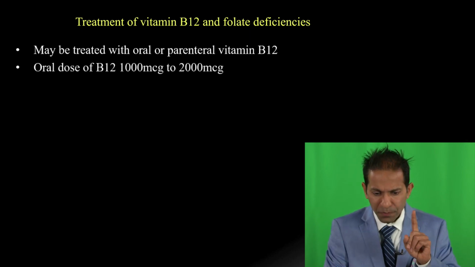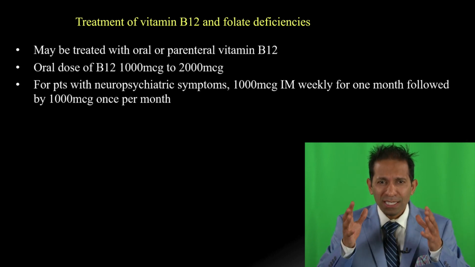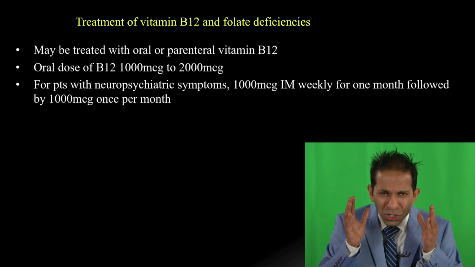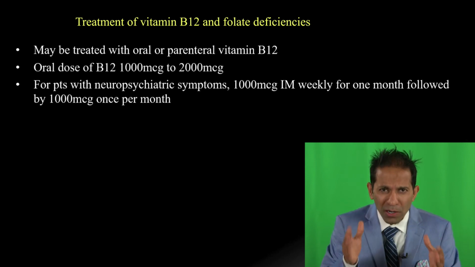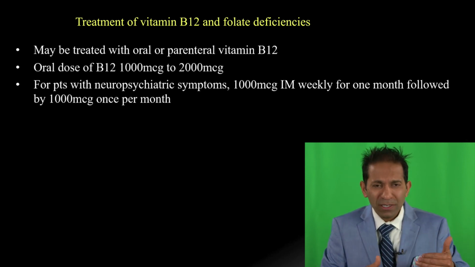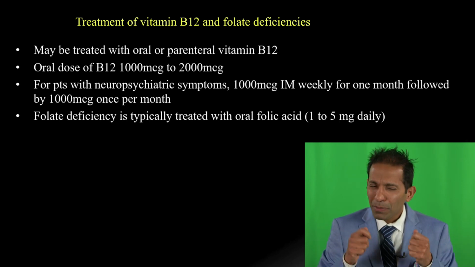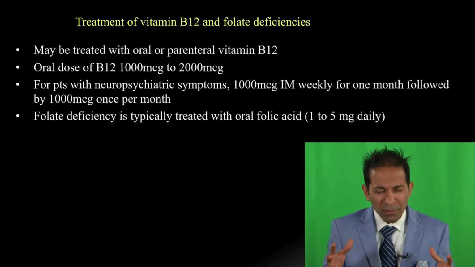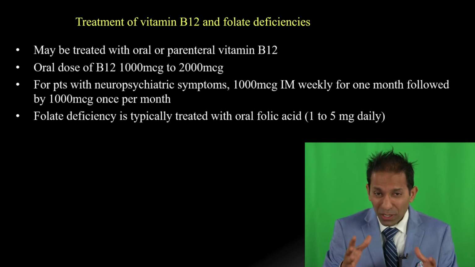Now, one exception, if a patient has neuropsychiatric symptoms, or significant megaloblastic anemia, if they have B12 deficiency, you can treat them with parenteral B12. So you can give them 1000 microgram per week for a month, and after that you can give them monthly shots. On the other hand, folate deficiency can be easily treated with oral supplementation. You can give them 1 to 5 milligram daily. Our daily folate requirement is 100 to 200 microgram. So if you give them 1 to 5 milligram, that is more than sufficient.